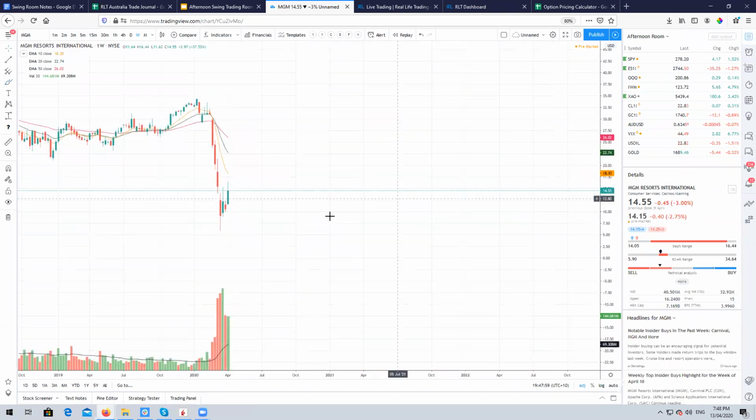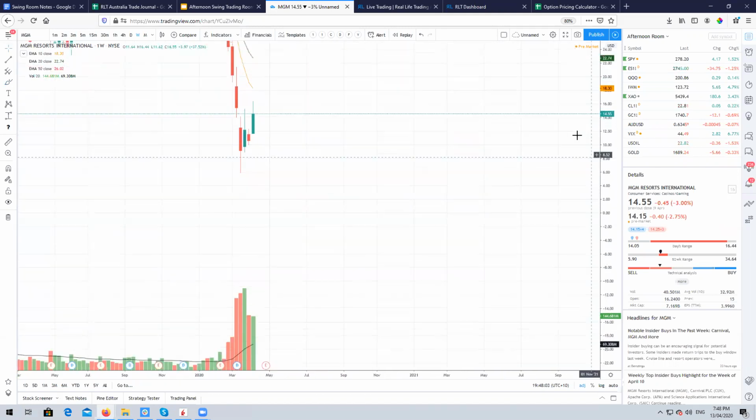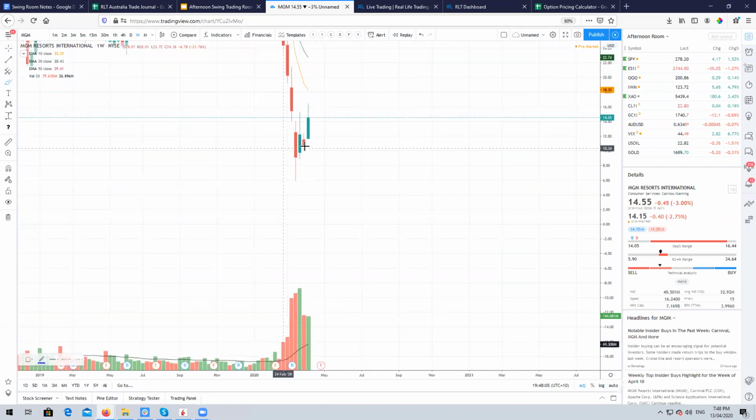Really, really nice inside day candle though. So on a weekly chart, have a look at this particular candle right here. Brilliant weekly play. You could very well have had an entry above that and a stop below here.